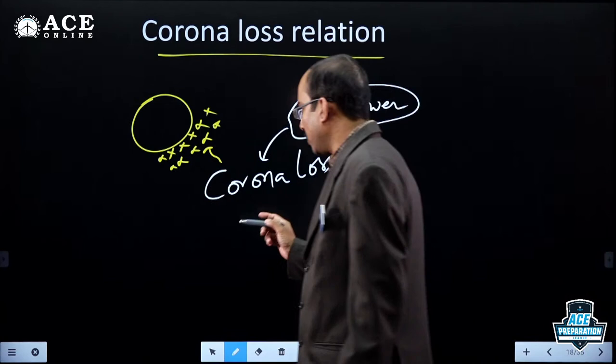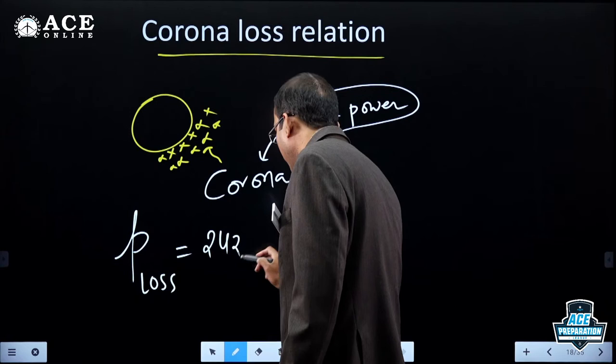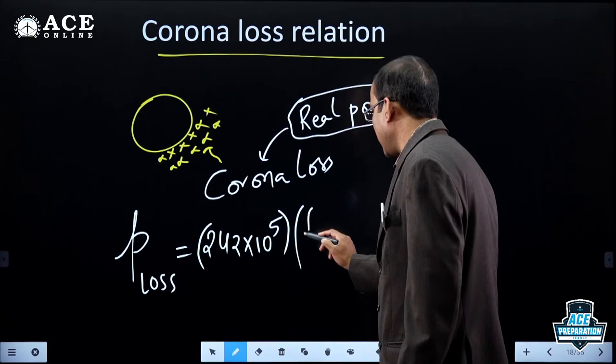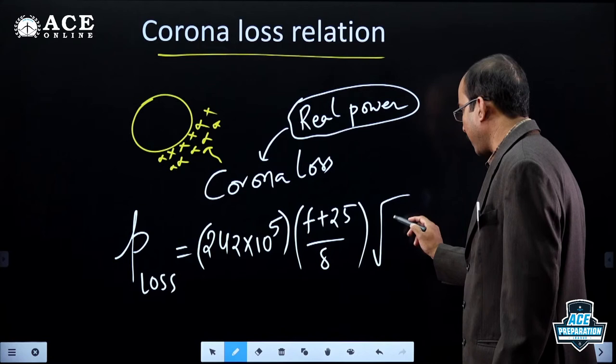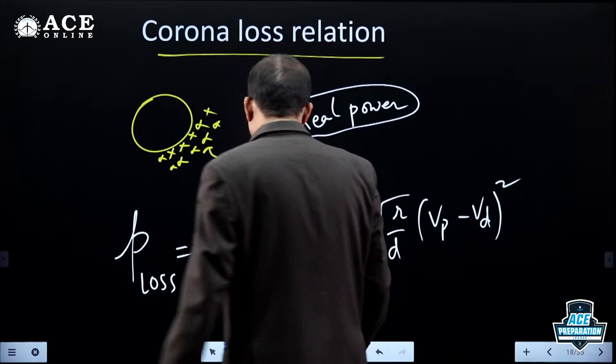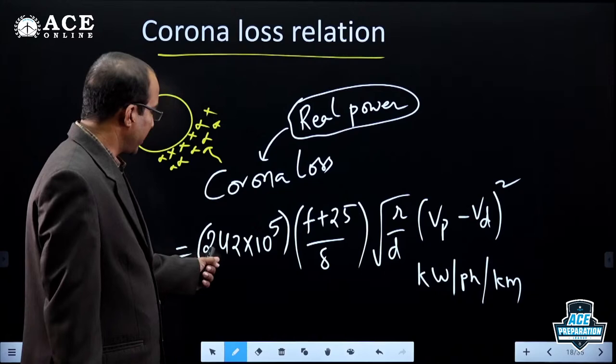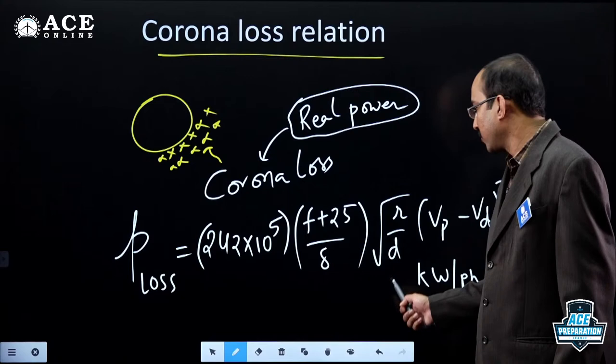What is the relation for corona loss? It is given by 242 into 10 power 5 into (f plus 25) by delta into square root of r by d into (Vp minus Vd) whole square. This will give kilowatt per phase per kilometer. So this is the expression for corona loss. Here, what is this Vp?